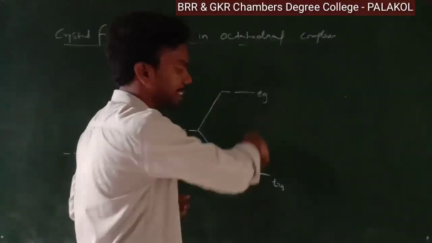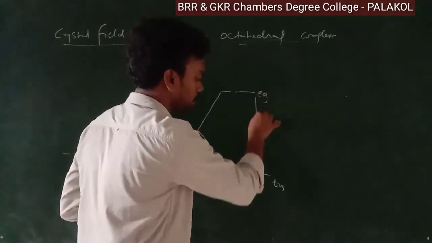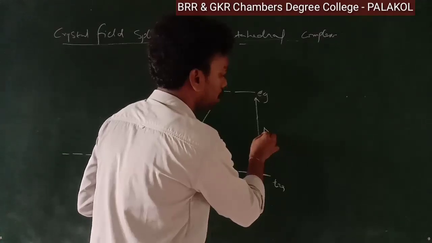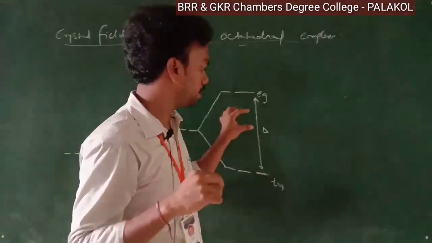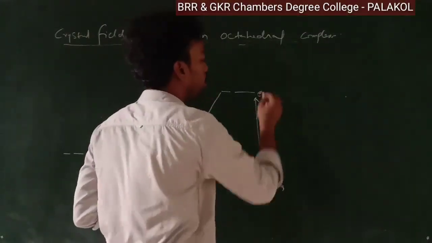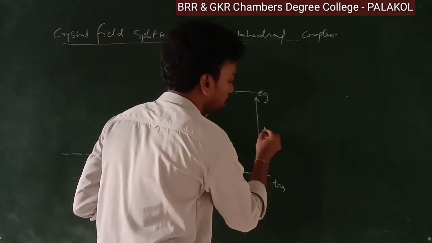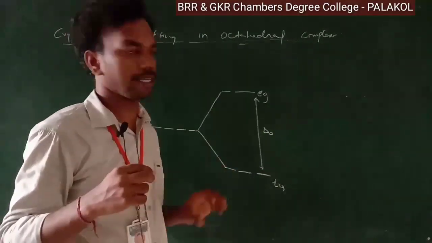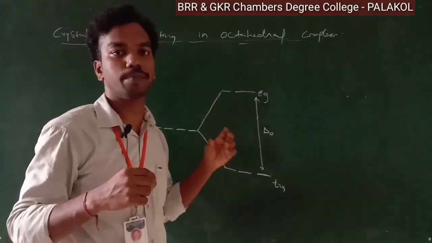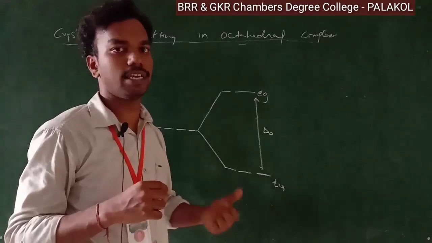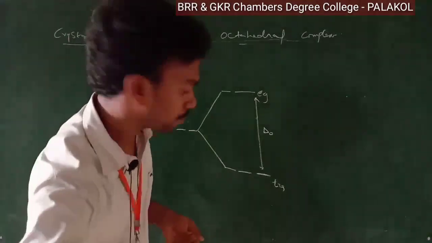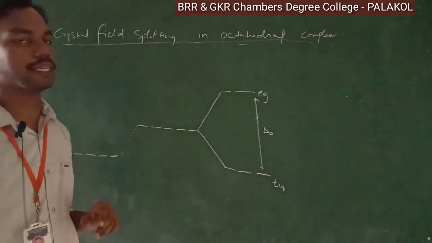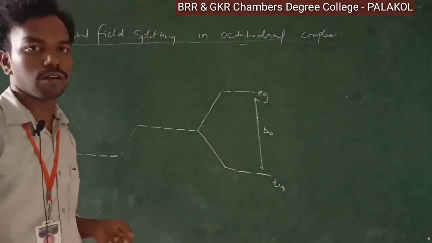This splitting is called crystal field splitting, and the difference is called delta, the crystal field splitting energy. For an octahedral complex, the subscript O is used. The energy gap between these two sets is called the crystal field splitting energy or crystal field stabilization energy, CFSE. So this is the d orbital splitting in octahedral complexes, crystal field splitting in octahedral complexes.